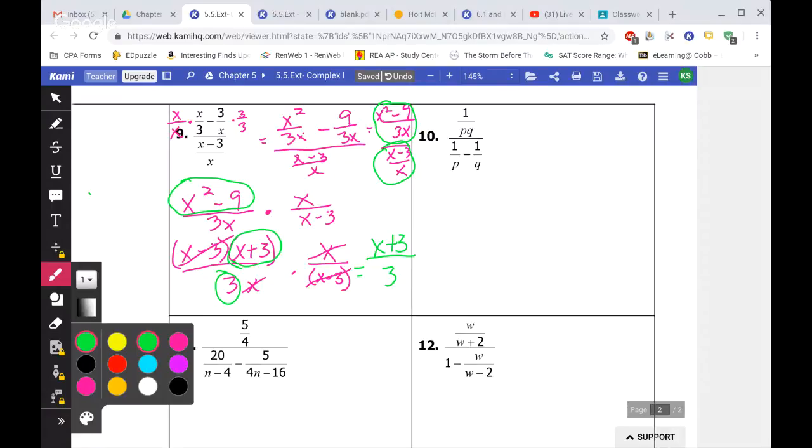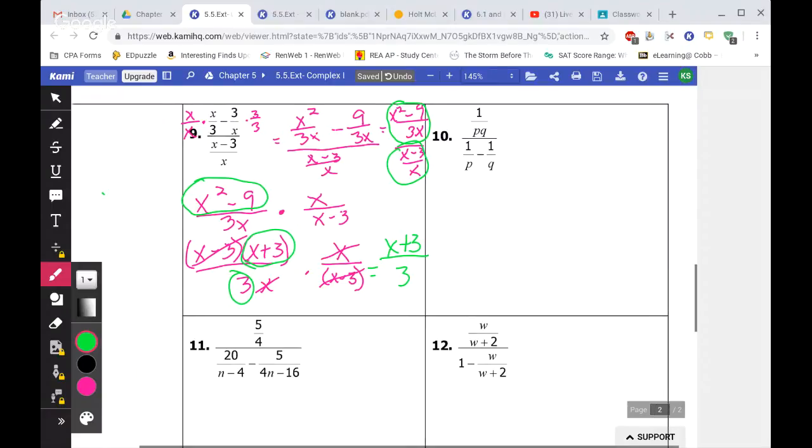All right, number 10. On this one, the numerator is a single fraction, but the denominator is not.